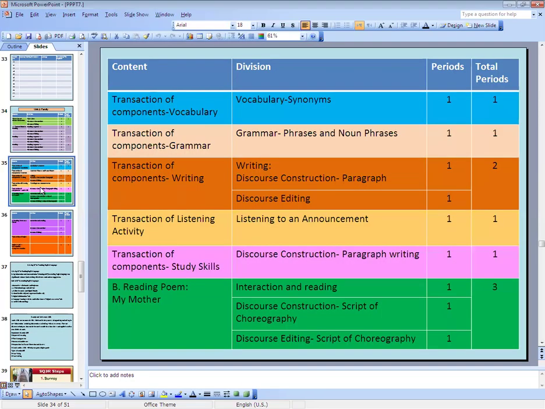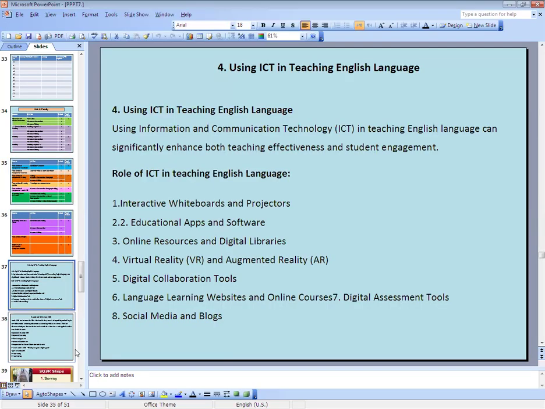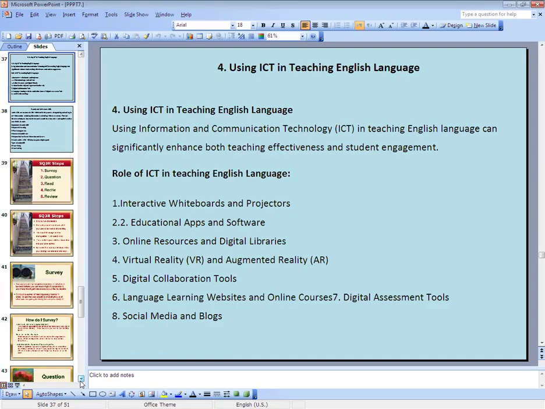Now coming to the 4th part. Next slide, madam. Next. Using ICT in teaching English language. We all know this is the digital era. Now in teaching English also, we are using different virtual classrooms. We have lab activities also. We go with the virtual classrooms along with the face-to-face things. So here, using information and communication technology in teaching English language can enhance both teaching effectiveness and the students' engagement.